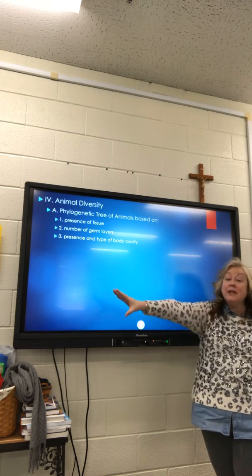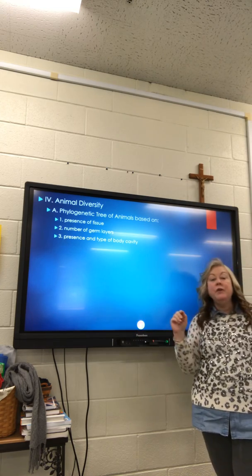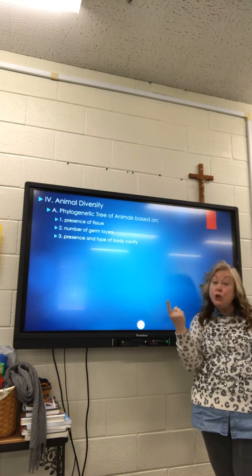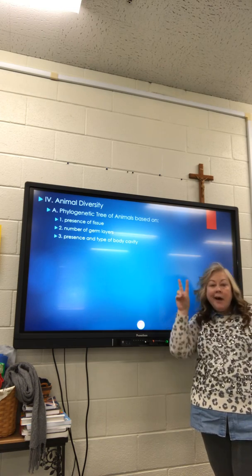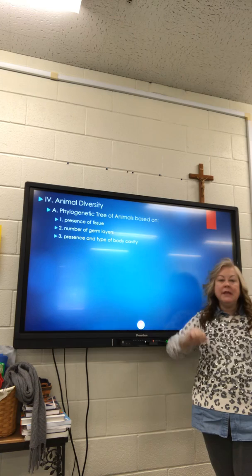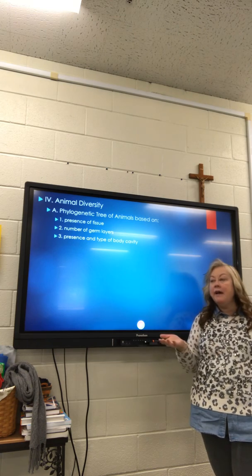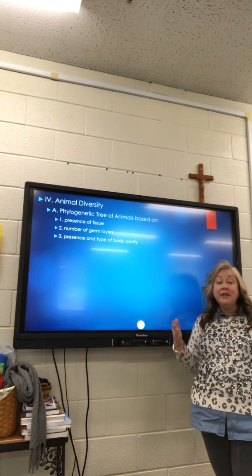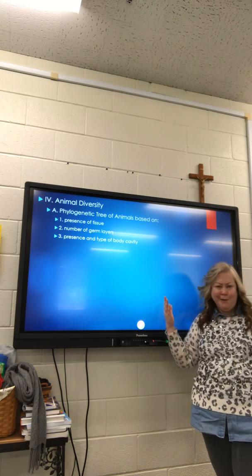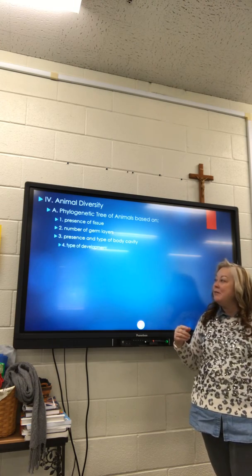Again, sponges, acoelomate, meaning no body cavity. Then we're going to talk like roundworms being pseudocoelomate, meaning a fake body cavity not completely contained within mesoderm. And then you're going to have the coelomate animals like your deer, your rabbits, your squirrels, your humans. That's going to be the most complex.